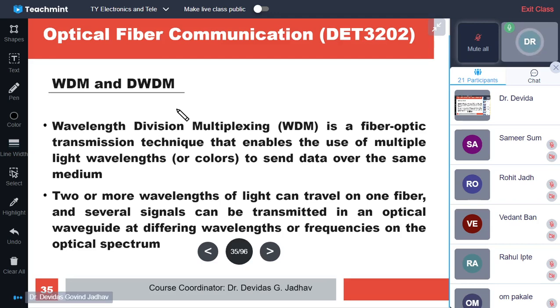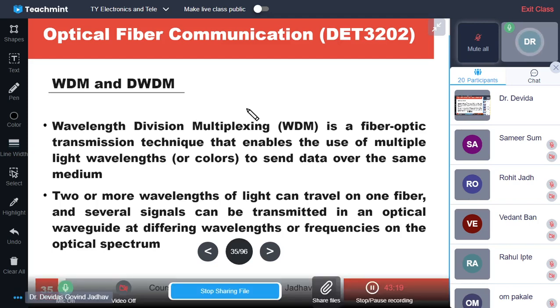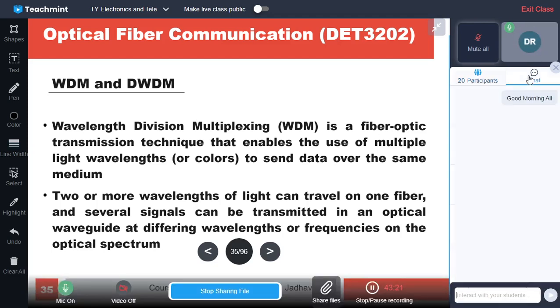Then we turn to wavelength division multiplexing. Till now we have the idea that instead of a single wavelength, multiple wavelengths can be transmitted in parallel over the fiber. It is called wavelength division multiplexing, WDM.